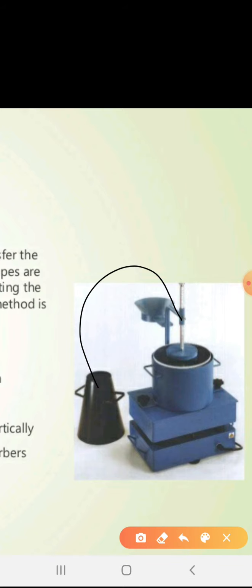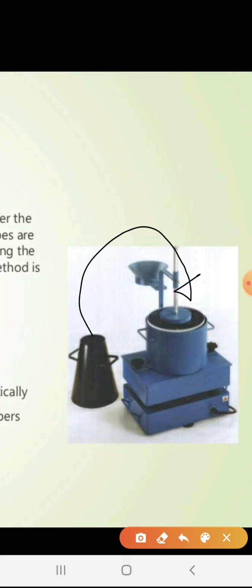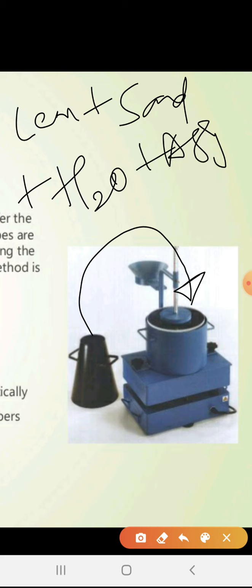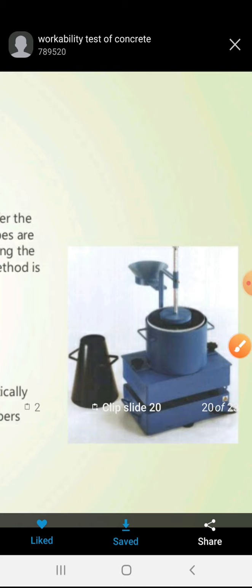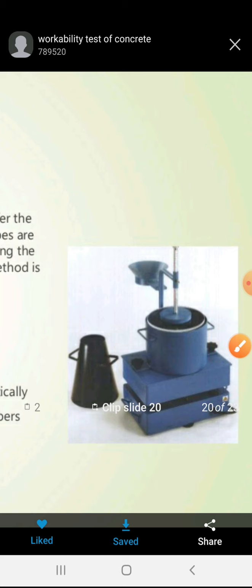Then place this conical shape mold into the cylindrical mold. Now the mold has been transferred here. Then fill the mold with cement, sand, water, aggregate. Here the most important thing is the stopwatch, because as we know already this test is completely dependent on the time.